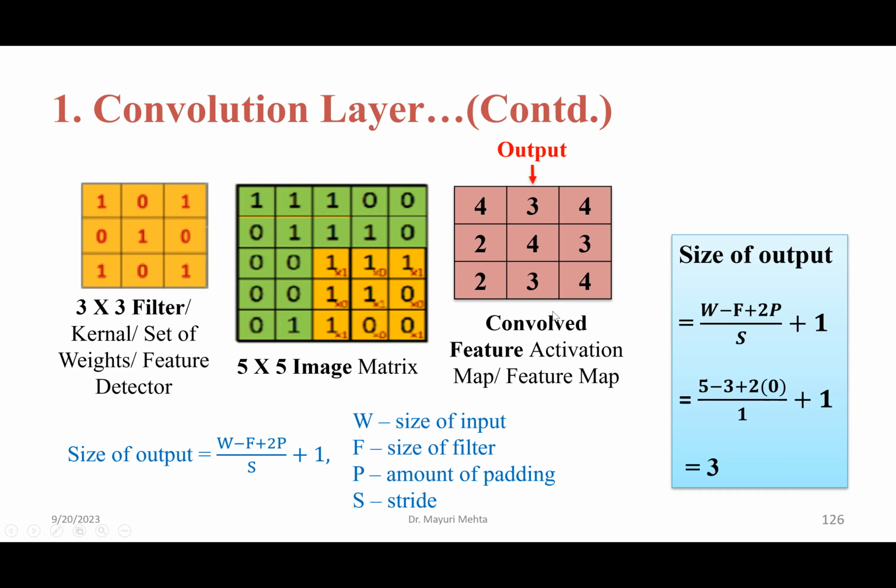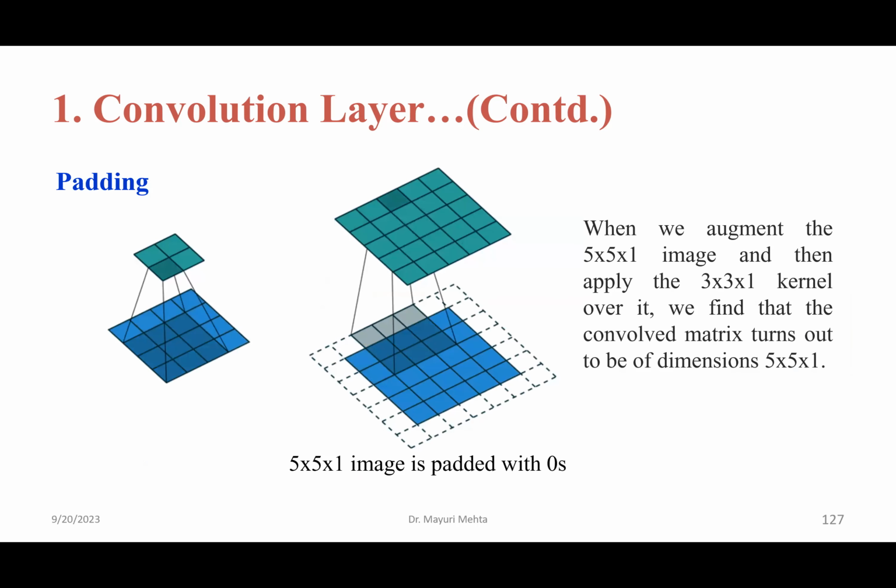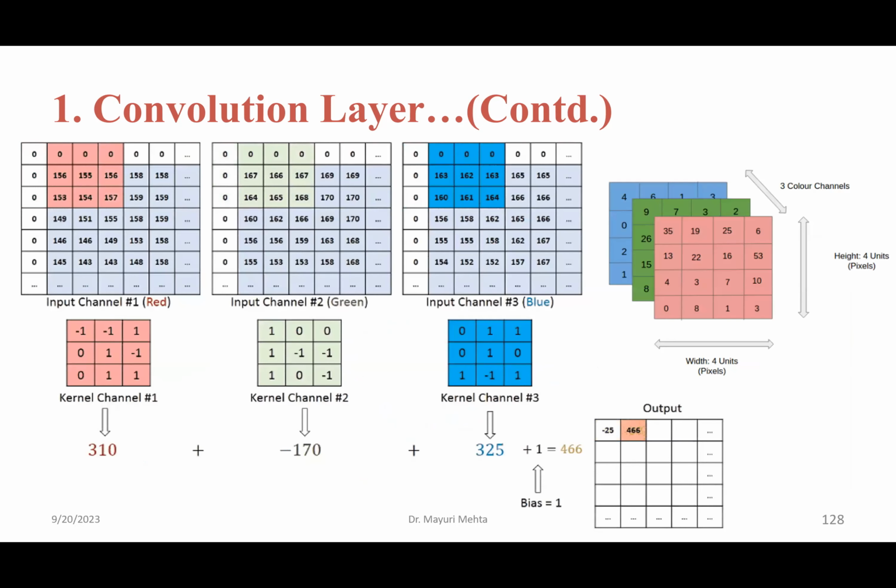That is called padding. Okay, now this we discussed related to black and white image. Now what if the image is a color image? Okay, this is regarding padding. When we augment the 5x5x1 image and then apply the 3x3x1 kernel over it, we find that the convolved matrix turns out to be of dimension 5x5x1 if it is padded with zeros. Okay, we can skip it. इस पे ध्यान देते हैं.